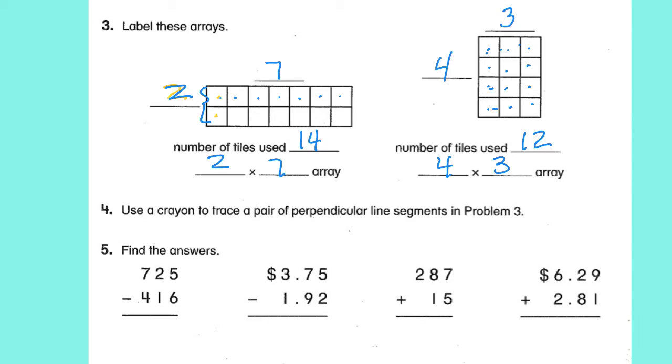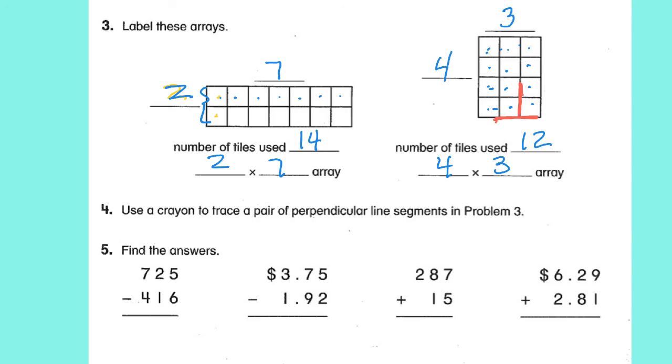All right, number 4 says use a crayon to trace a pair of perpendicular line segments in problem 3. Now remember, perpendicular line segments have what kind of angle? Get ready? Yes, a right angle. So we can color in a pair of perpendicular lines. We're just going to say this one and this one, but you could have chosen differently.